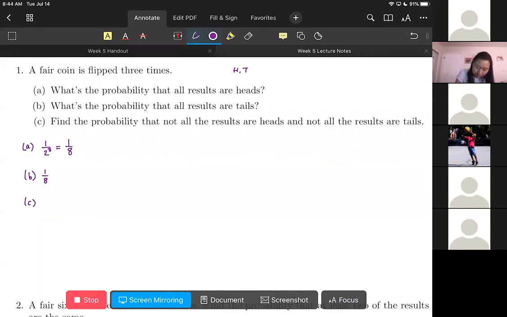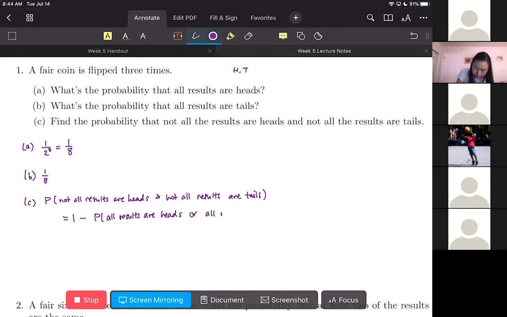So the way that we could do this is probability, not all results are heads, and not all results are tails. This equals 1 minus probability, all results are heads, or all results are tails. So this is the complementary part.